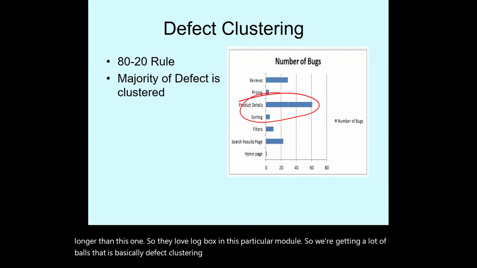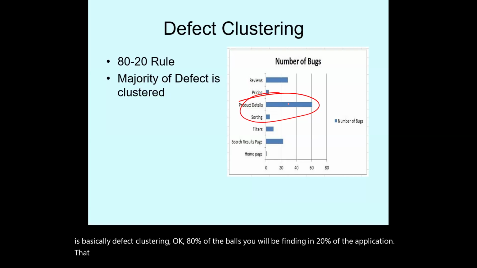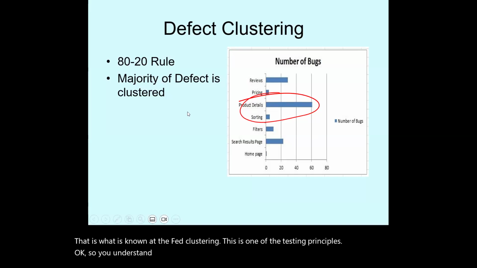80% of the bugs you will be finding in 20% of the application. That is what is known as defect clustering. This is one of the testing principles. So you understand what the 80-20 rule is talking about: 80% of the bugs you will find in 20% of the application.